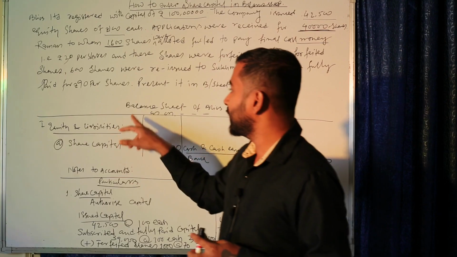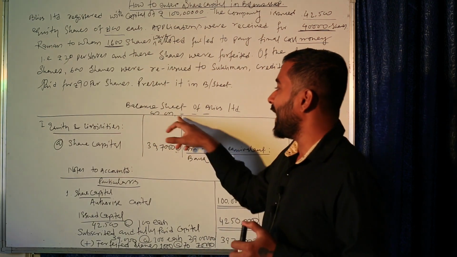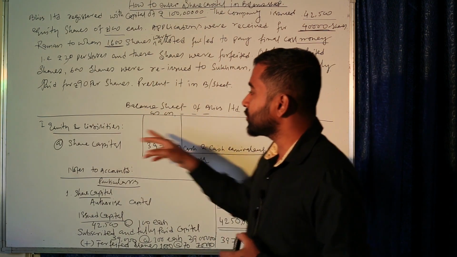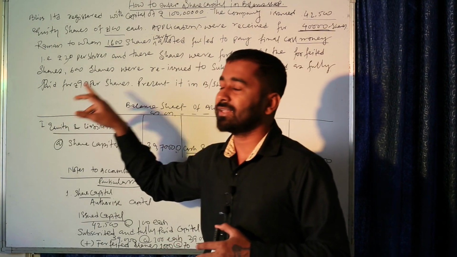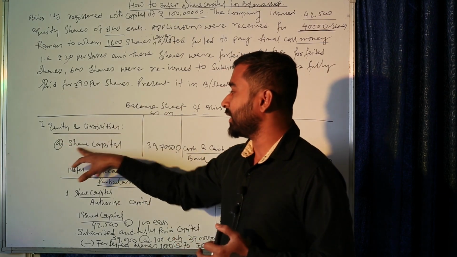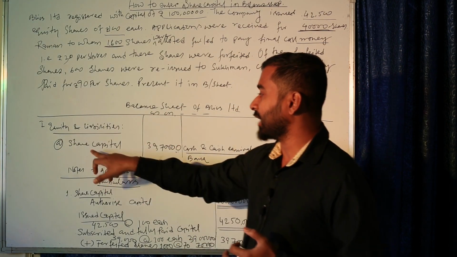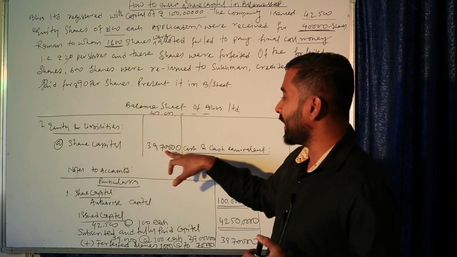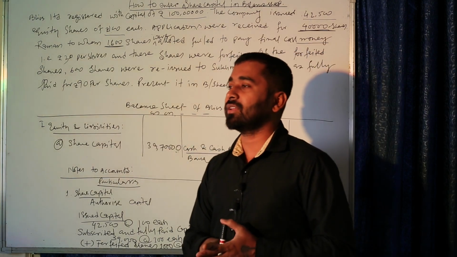How to deal with all that: the authorized share capital and issued share capital, for showing purpose, we show in the notes to accounts. And the remaining, the money you actually received, which you actually have in the form of capital, that I am showing in the balance sheet. So now come here, the balance sheet of Bliss Limited as on so and so date. On the liability side, the first heading in the balance sheet as per Schedule 3 is equity and liabilities, under that, share capital. Now the share capital I am having here is 39,70,000.